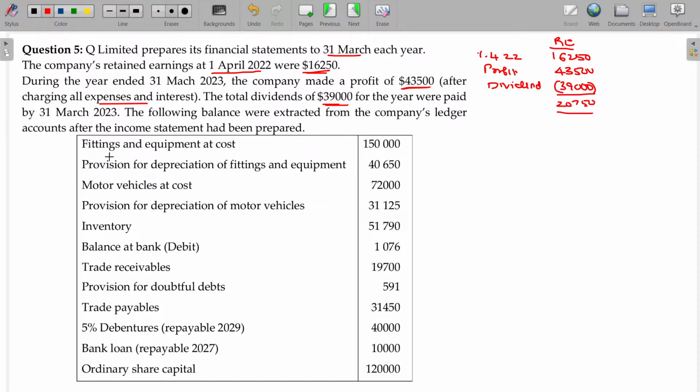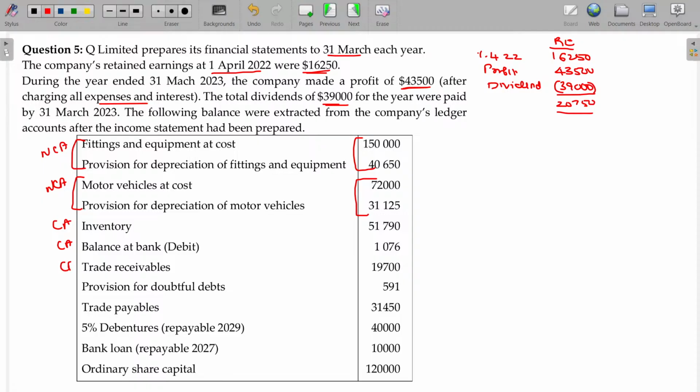Fittings and equipment at cost and provision for depreciation are given. Motor vehicles at cost and provision for depreciation given. So these are non-current assets. Inventory being the current assets. Balance at bank. Debit balance means current asset. Credit balance being the liabilities.